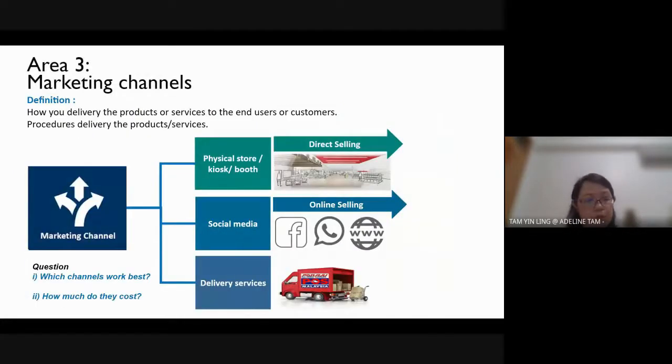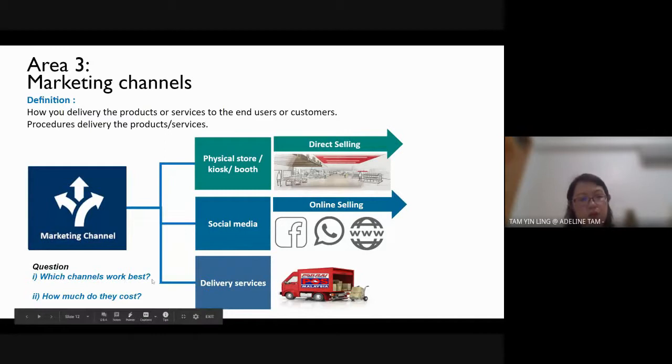Then, number three, marketing channels. When you look at marketing channels, you look at how you deliver the product or service to the end users or customers, and the procedures to deliver the product or service. So you ask yourself this question first: which channels work best? How much do they cost? For example, if I have a store, a booth, whatever, I can sell directly face to face. Maybe it's a bit hard for you now, okay?